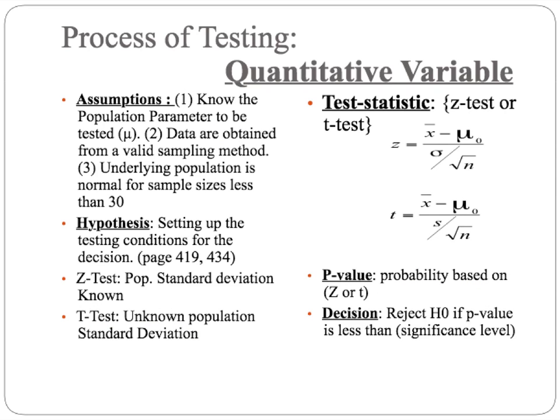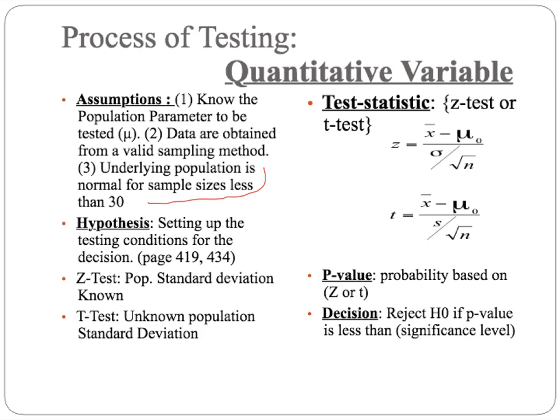This is the process of testing a quantitative variable. So the assumptions are: the population parameter to be tested is mu. We know what mu is that we're testing from previous studies. Data are obtained from a valid sampling method. And the underlying population is normal for a sample size less than 30. So here we have to do box plots and look for skewing.